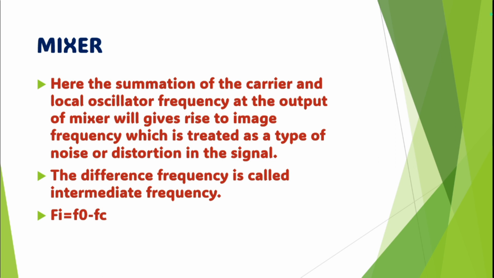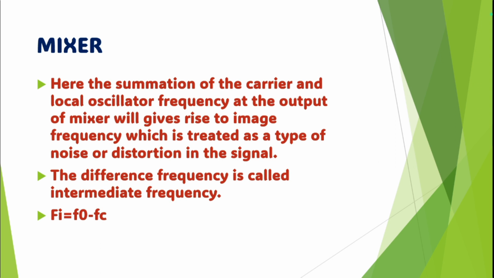Here it mixes two signals. These two signals are beaten together to obtain the intermediate frequency through the process of heterodyne. Heterodyne means what? Mixing. That's why it is called a superheterodyne radio receiver, because two signals are mixed.